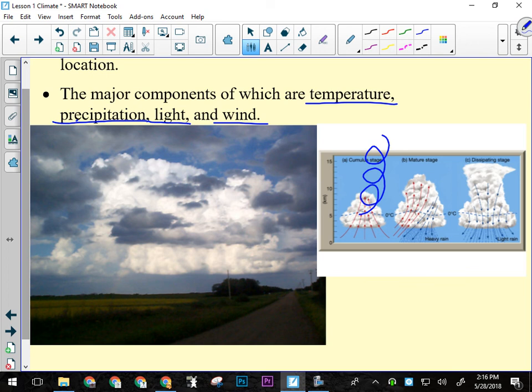All right, questions on the 4 components of climate? Okay, in Okotoks, what are some things that make our climate the way it is? What are some things that affect our climate?